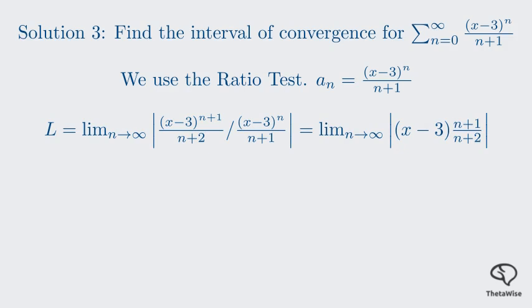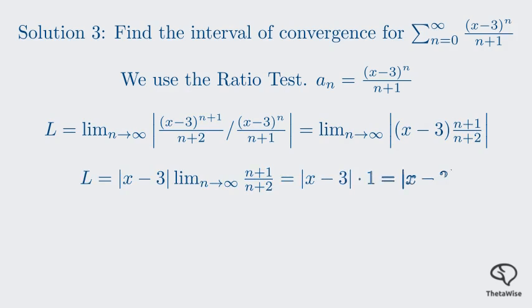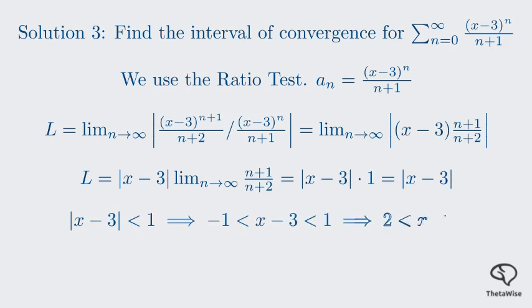As n approaches infinity, (n plus 1) over (n plus 2) approaches 1. So the limit L is the absolute value of x minus 3. For convergence, we need L less than 1, so the absolute value of x minus 3 must be less than 1. This means negative 1 is less than x minus 3, which is less than 1. Adding 3 to all parts, we get 2 is less than x, which is less than 4. This is our preliminary interval.